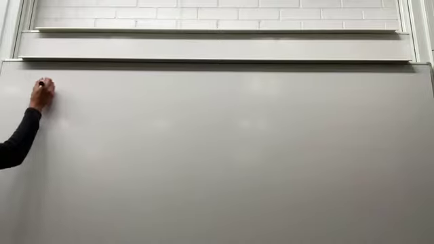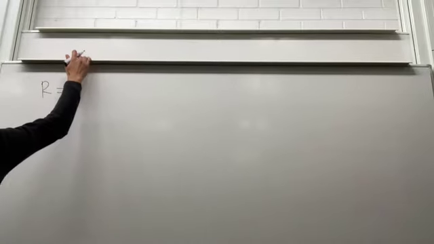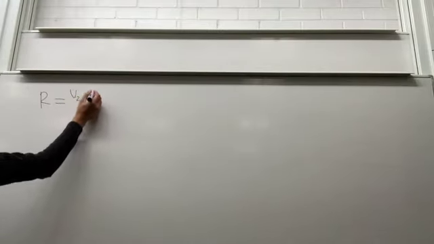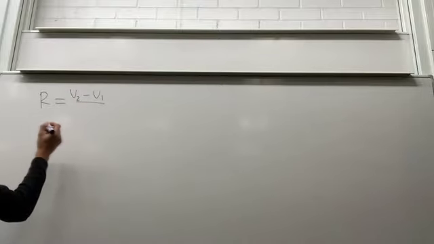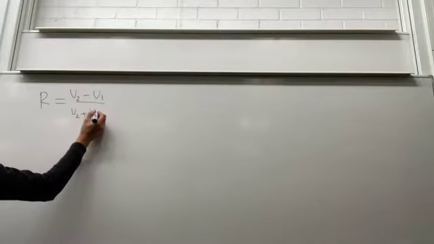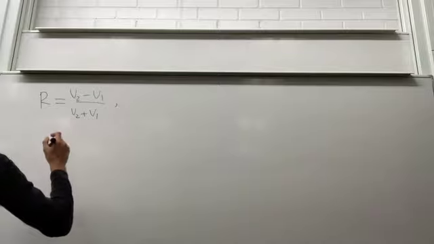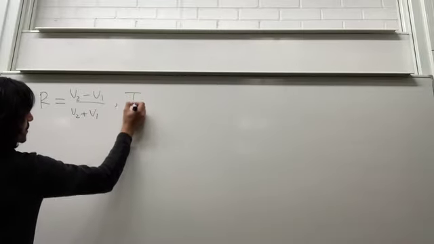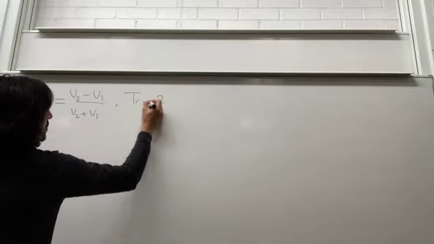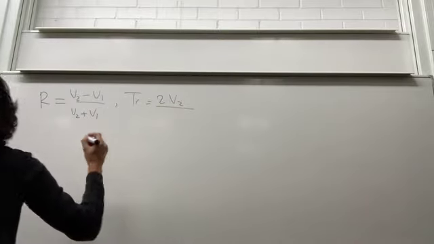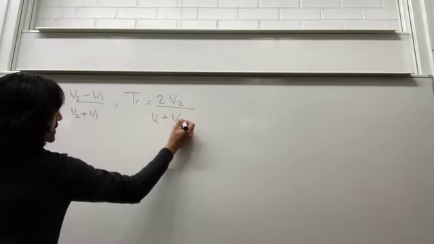Okay, so let's see if what we derived makes sense. So R, the reflection factor, is V2 minus V1 divided by V2 plus V1, and the transmitted factor is 2 V2 divided by V1 plus V2.